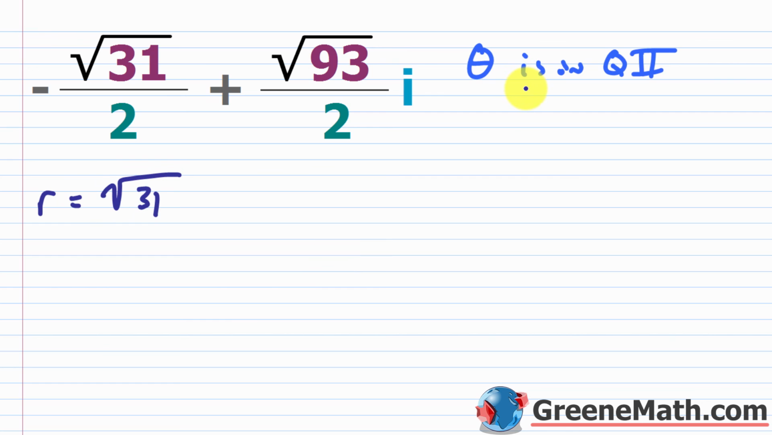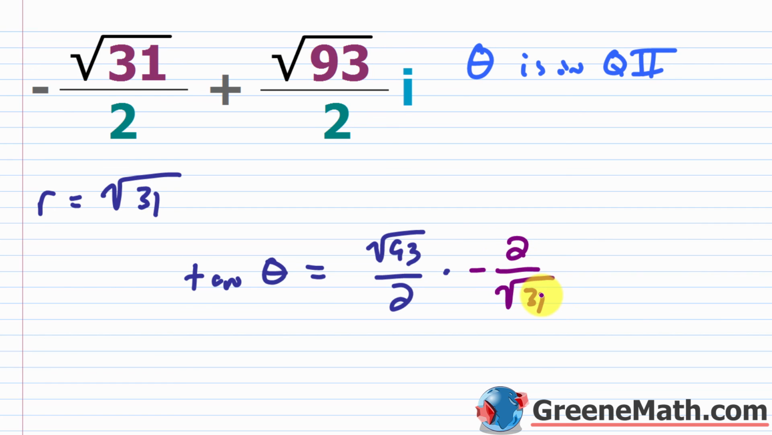Okay, let's work with theta now. So the tangent of theta is what? It's the imaginary part, or y, or b, however you want to think about it, so square root of 93 over 2 over the real part, which is x, or basically a. I'm just going to flip this guy, because when you divide fractions, you multiply by the reciprocal. So I'll put the negative of 2 over the square root of 31. That's going to allow me to cancel this with this. I know that from the quotient rule for radicals, I can divide here. So 93 divided by 31 is 3. So this is the negative of the square root of 3.